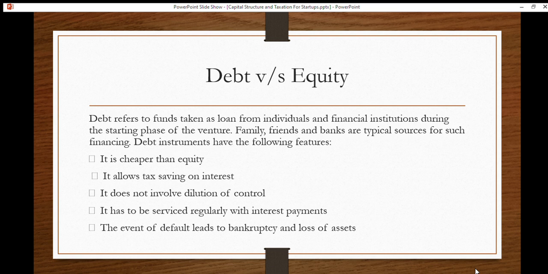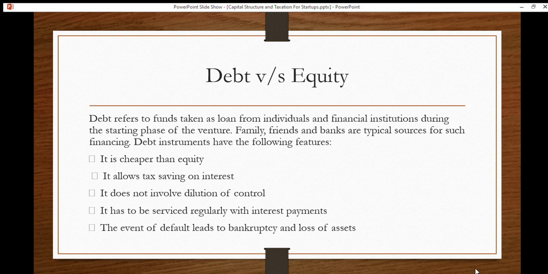Then it allows tax saving on interest, because the interest which you pay on the loan or the debt is a business expense. It gets deducted from the profit, and you ultimately pay tax on the profit which is left after deducting the interest. But in case of equity, as we saw in the previous slide, the dividend given on equity is not a business expense. Remember this. So you have to pay more tax in case of equity, but there is a tax saving on debt. It does not involve dilution of control. It is a good thing that if you raise money through debt, it does not involve dilution of control.